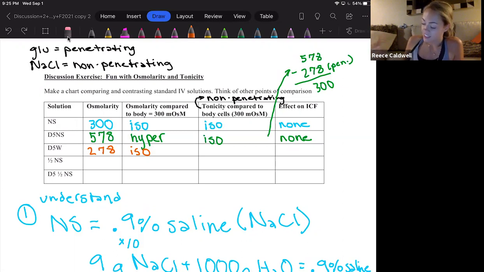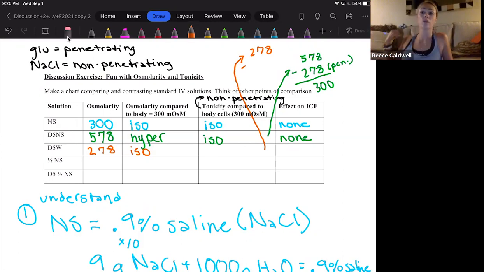And now we need to look at the tonicity. So we can do another little small calculation here. We are going to take that total 278 and subtract our penetrating molecules, because again, for tonicity, we only look at the non-penetrating molecules. So we're going to subtract the penetrating molecules, which is glucose. Glucose is penetrating. So we subtract the glucose from the glucose and we're left with 0. 0 is considerably less than 300, and that means this will be hypotonic. Hypotonic.